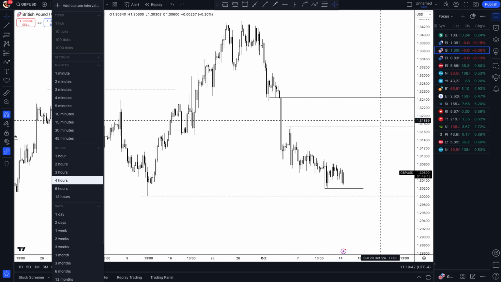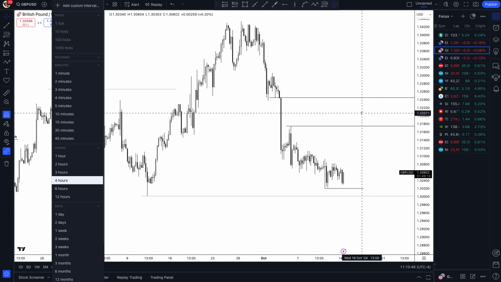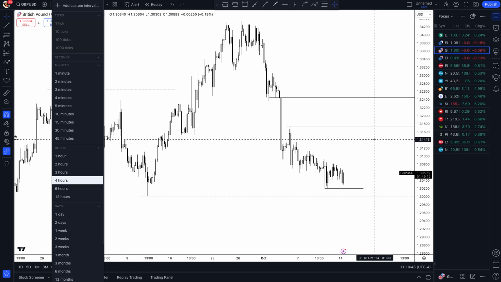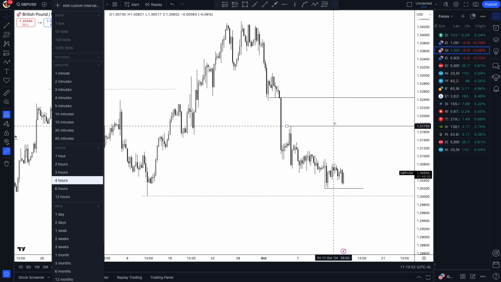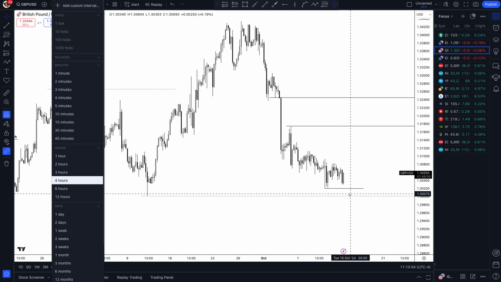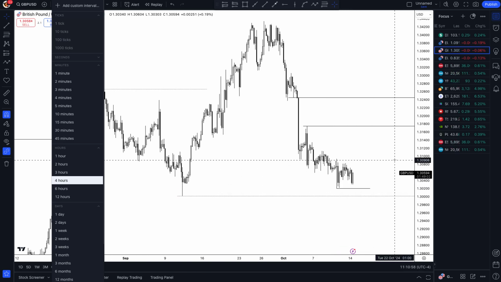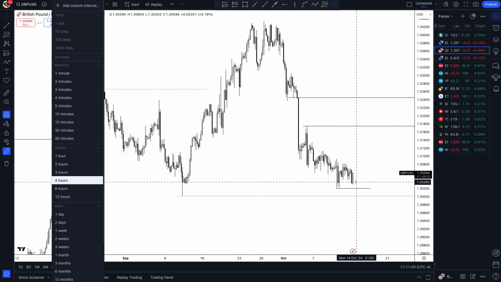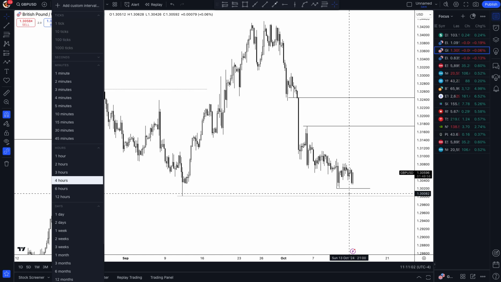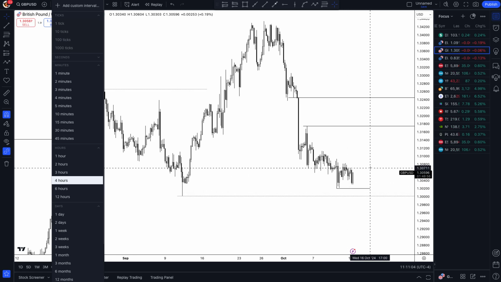So just to recap everything, I prefer to look for longs this week for GU and EU, but I want to see some of these sell side levels get taken out first, or at least a change or a market structure shift on the H1 or the H4 time frame.